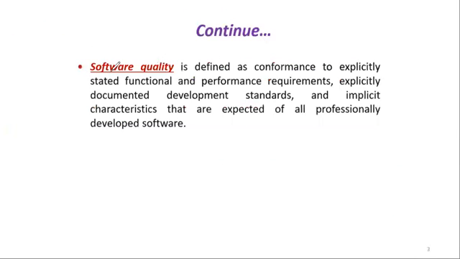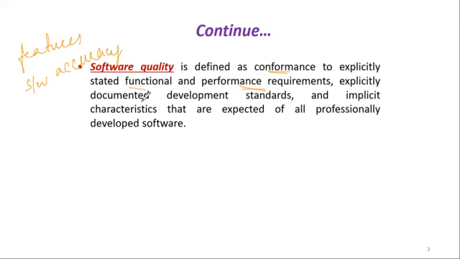Then the next term is software quality. Now this software quality is defined as conformance to explicitly stated functions. That is, you want some specific functions, some specific features within the software. So these become your explicitly stated functions and performance requirements. That is, you want this particular software to have some percentage of accuracy. That is your performance requirement.